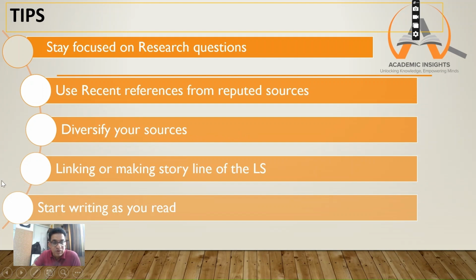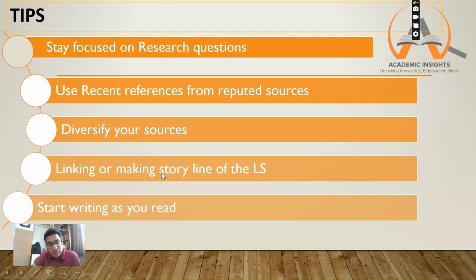Now, after doing all these things, we have to link our literature survey in the form of a storyline. Like we need to link the previous studies. Like you are identifying 3 or 4 papers on some particular topic, and these 3 or 4 papers are independent papers, but more or less they might be linked with some aspect which you are going to study.